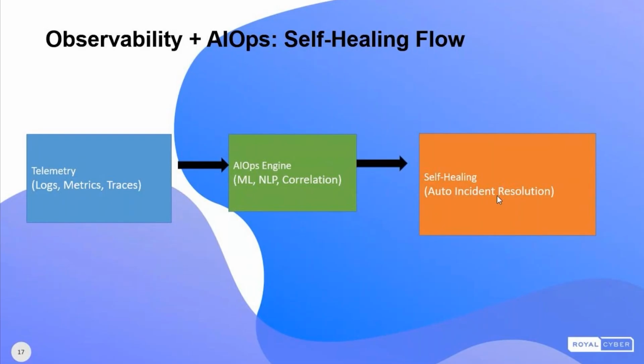Based on those log files and that data, you will train your AI models, and once you are trained, you write the runbooks, and then it is a self-healing process. You are not required to do anything. It will simply run those runbooks in the background, and it will resolve the issue. So this is the complete flow of how the self-healing flow works in AIOps.